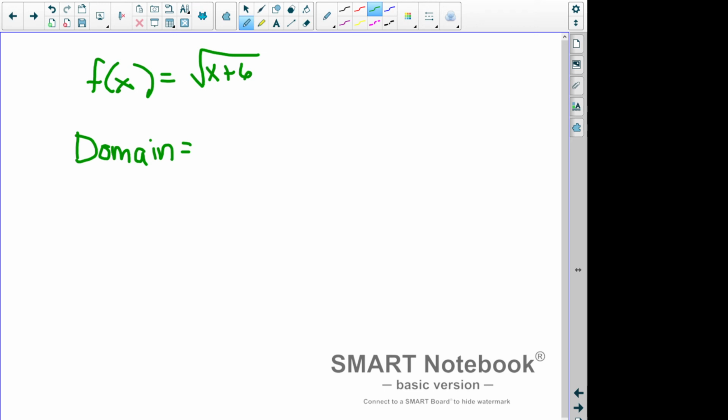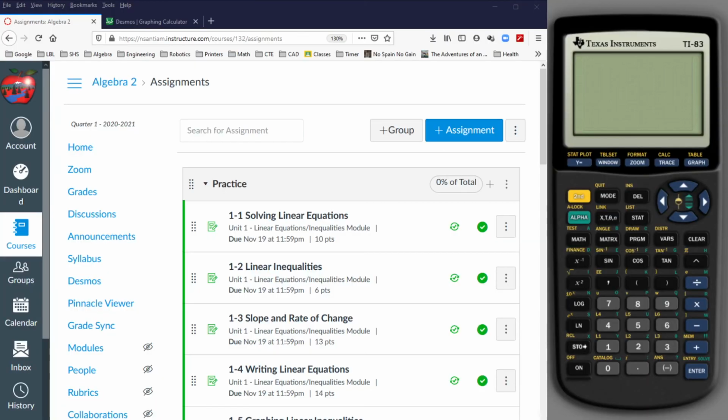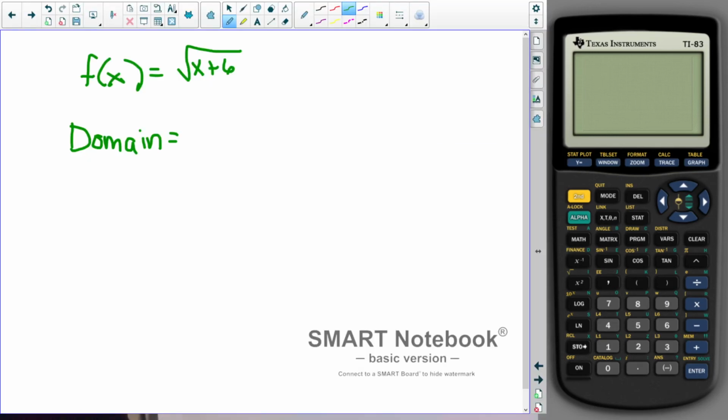So I'm going to show you 2 ways to do this. The first way is with a TI calculator. So let me switch my screen up here. Okay, so I got my TI calculator here. I'm going to go ahead and turn that on, clear that out. What I want to do is make a graph of this. I want to see what this looks like. So I'm going to put this function into my calculator.